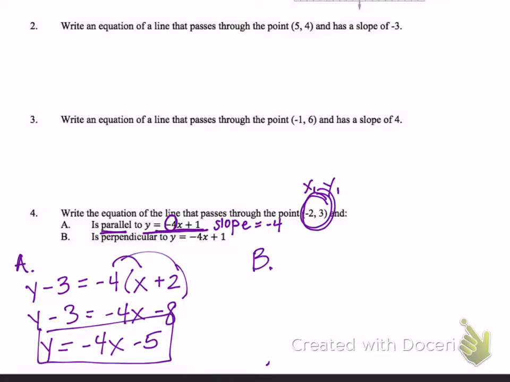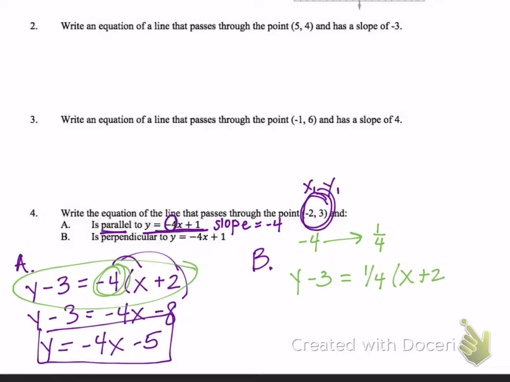Then for B, it says that it's perpendicular. So if my slope of the original is -4, what would my perpendicular slope be? 1/4, because you take the negative reciprocal. So if the original is -4, you flip and switch, so it becomes a positive 1/4. And I'm going to use the same ordered pair and put it in point-slope form. So y minus 3, it's going to look identical to this one, except the -4 will change to be a positive 1/4 (x plus 2).